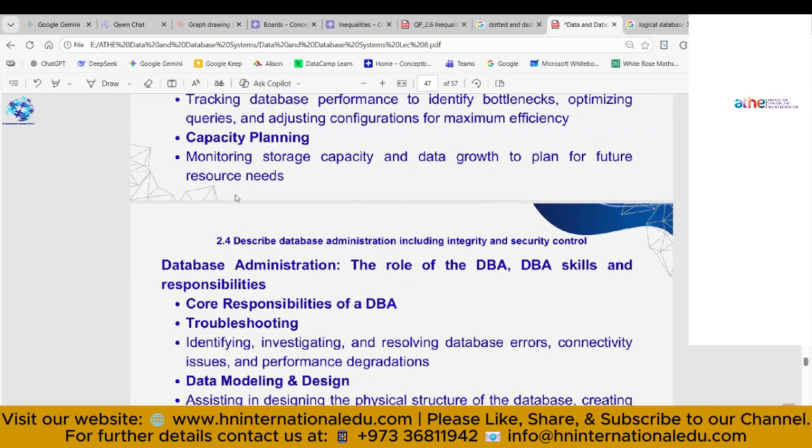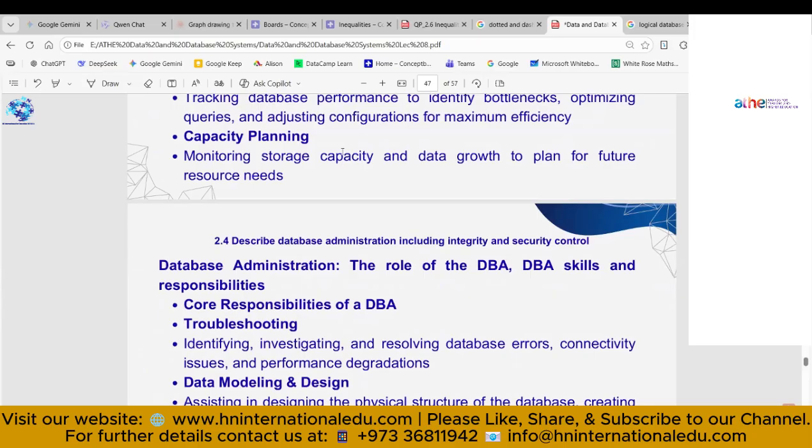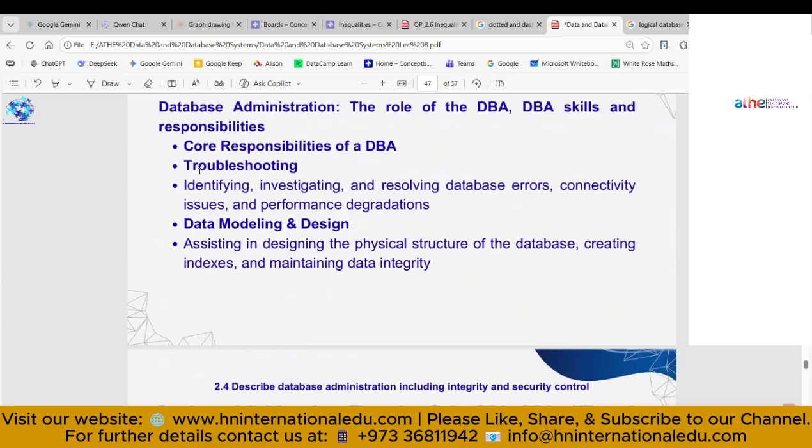Next, we have capacity planning. So monitoring storage capacity and data growth to plan for future resource needs. Next is troubleshooting. So that means identifying, investigating, and resolving database errors, connectivity issues, and performance degradations. And lastly, data modeling and design. So assist in designing the physical structure of the database.